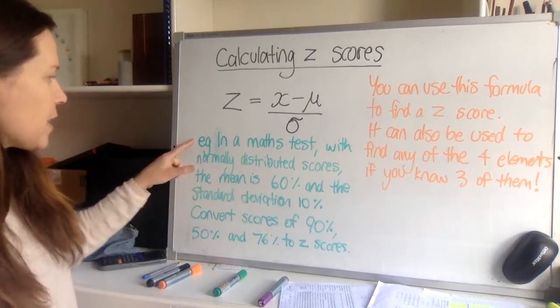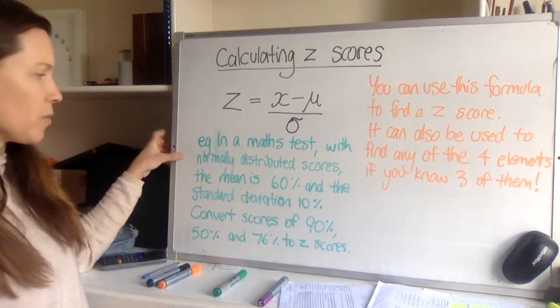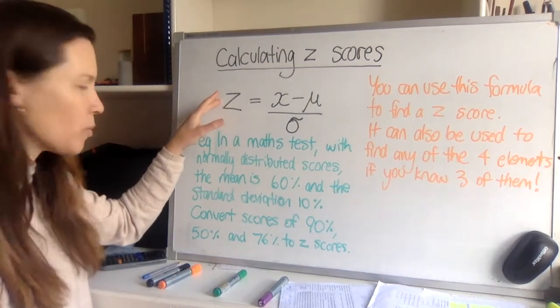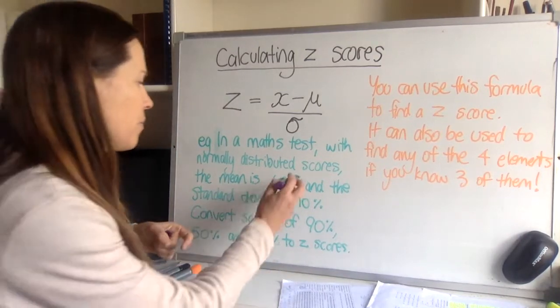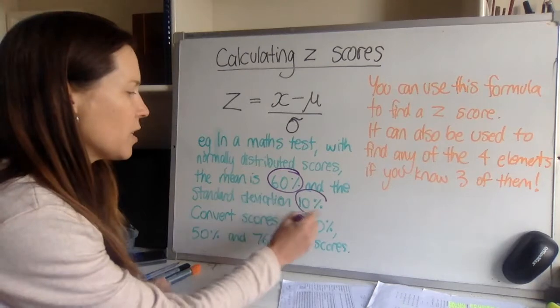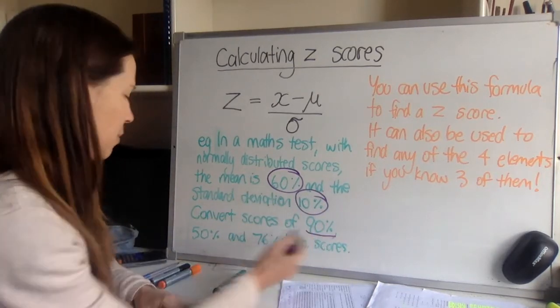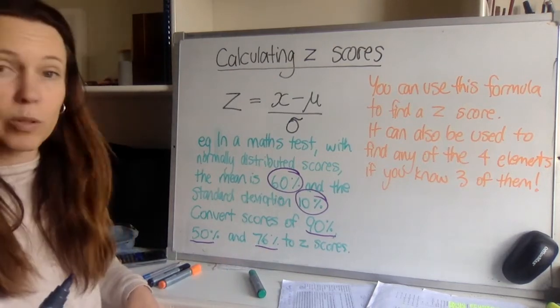So let's look at an example here. In a maths test with normally distributed scores, so that's important. If they're not normally distributed, you can't go finding Z scores. It won't make any sense. The mean for this test is 60%, and the standard deviation is 10%. Now, we have to convert scores of 90%, 50%, and 76% to Z scores.